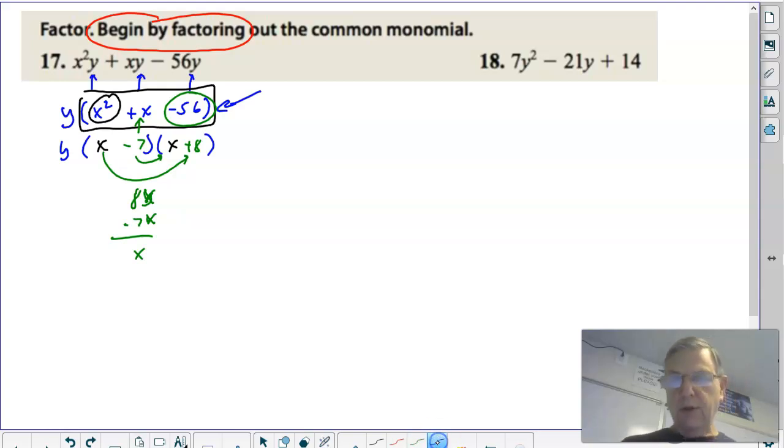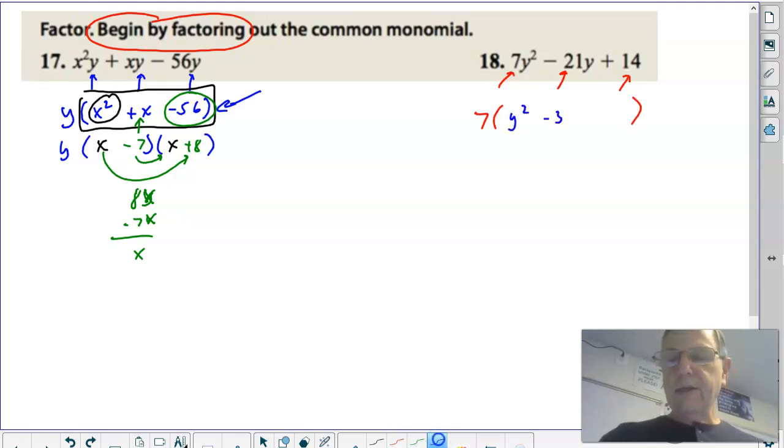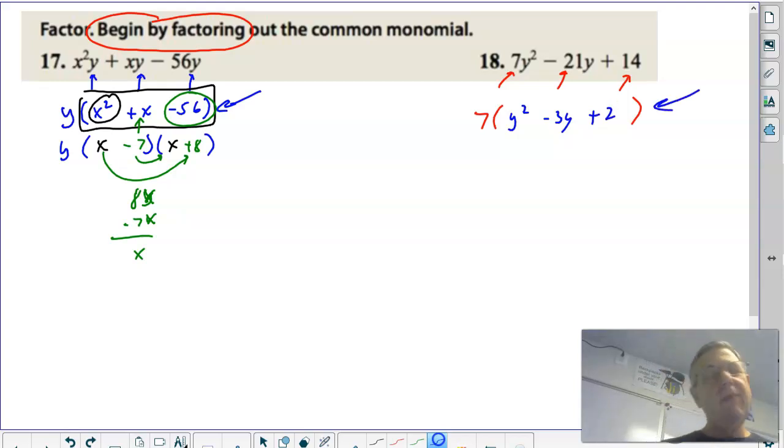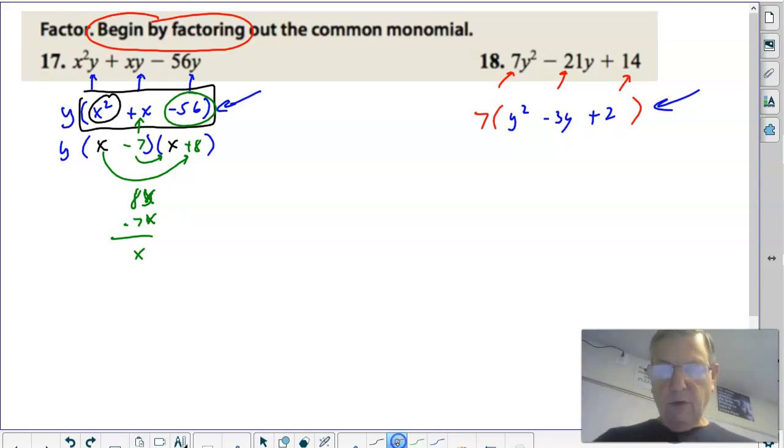All right, second one. Do you see here? I'm going to use red. Do you see the common 7? So factor out that common 7. What's left? y squared minus 3y plus 2. Now again, if you didn't show this step on your paper, then you're not really understanding, and I'm not sure where you're getting your answer from. Okay, next step. Don't forget the 7.